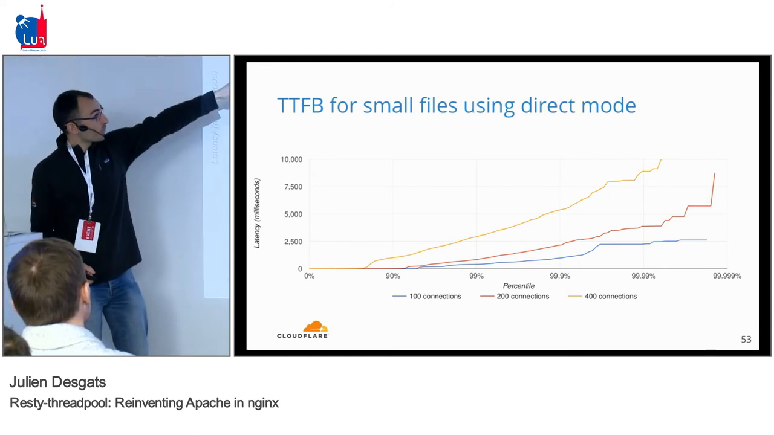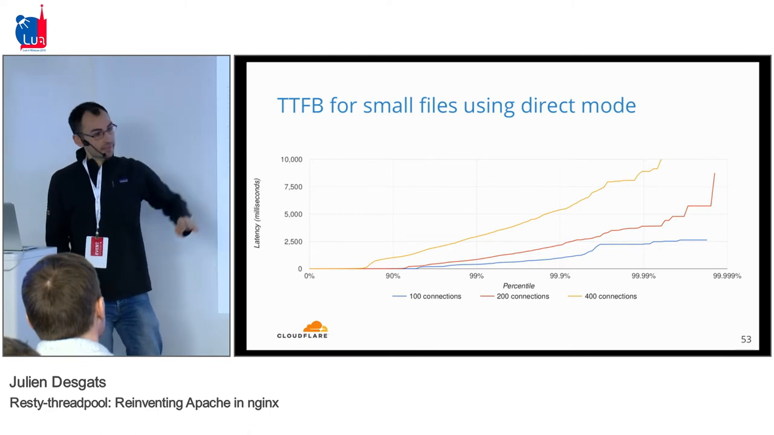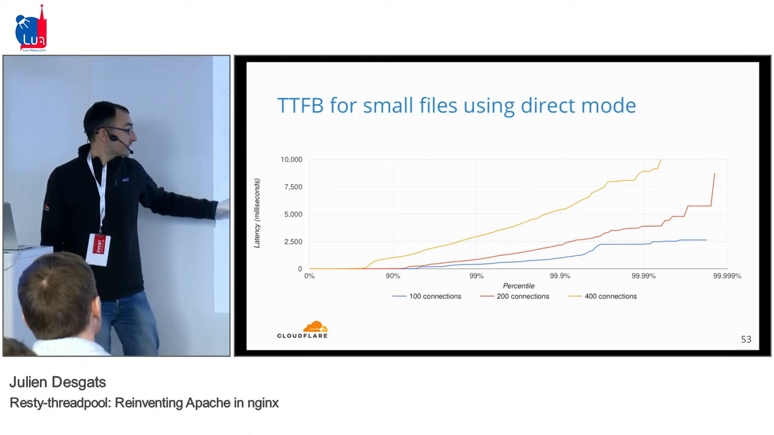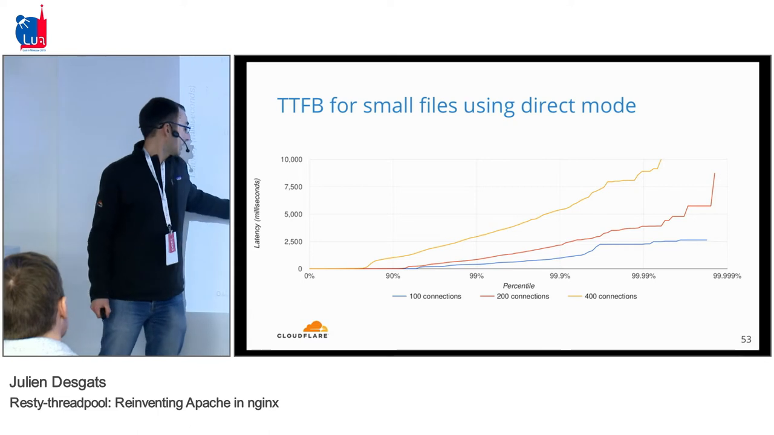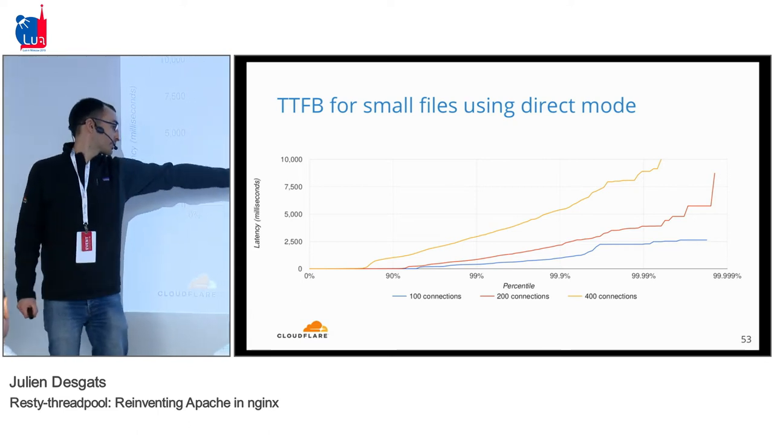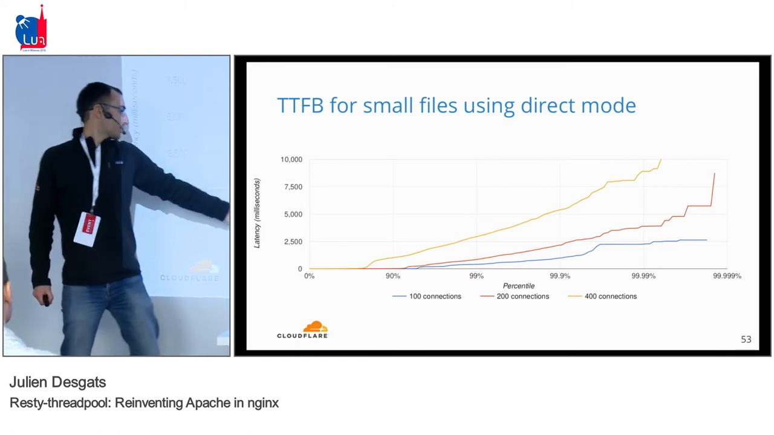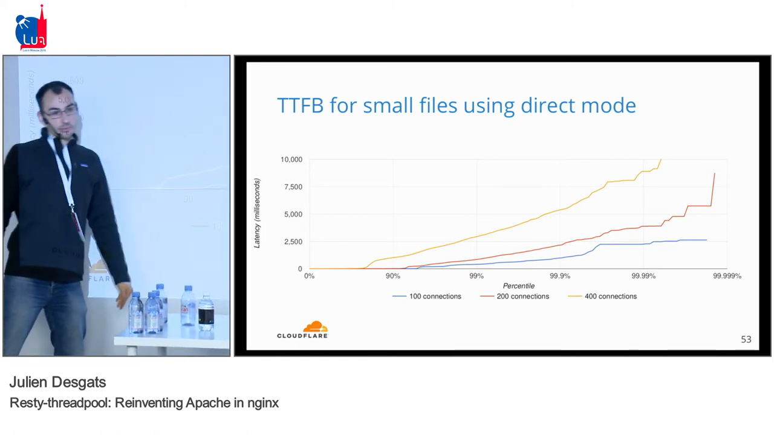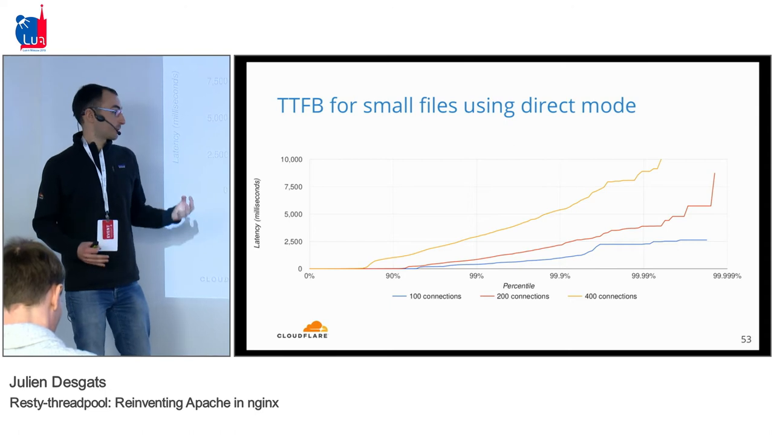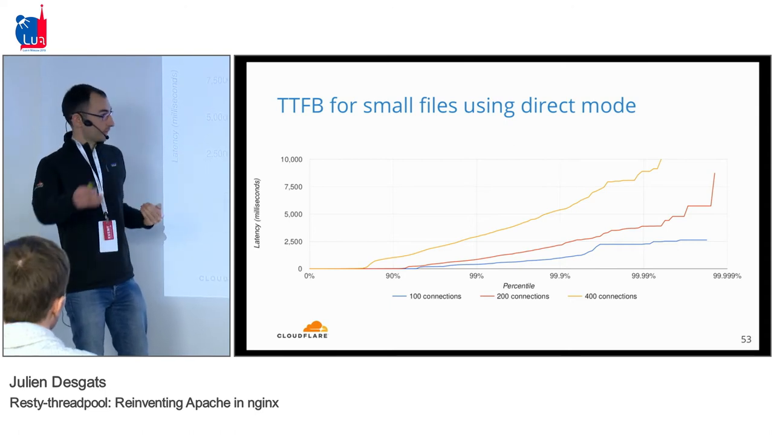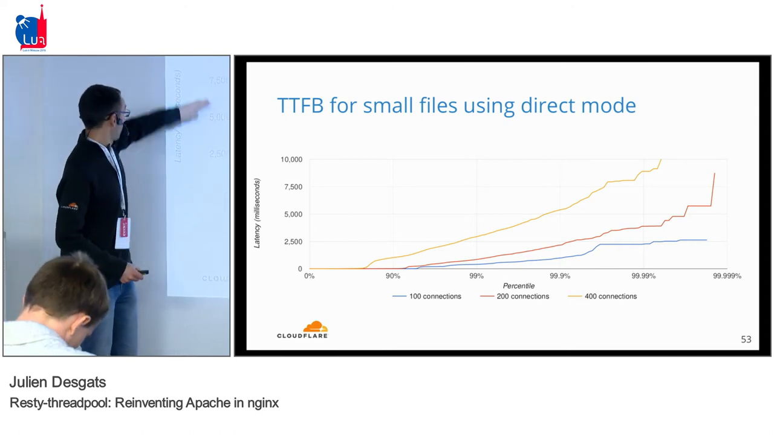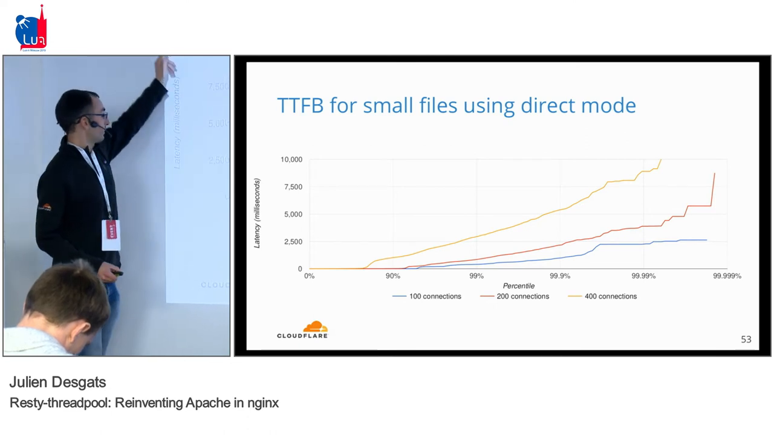So that's for the small files, which is the HTML and CSS file. And here we have the percentile of every request. The 99th percentile means that 99% of requests got faster than that and 1% was slower. And here is the latency in milliseconds.